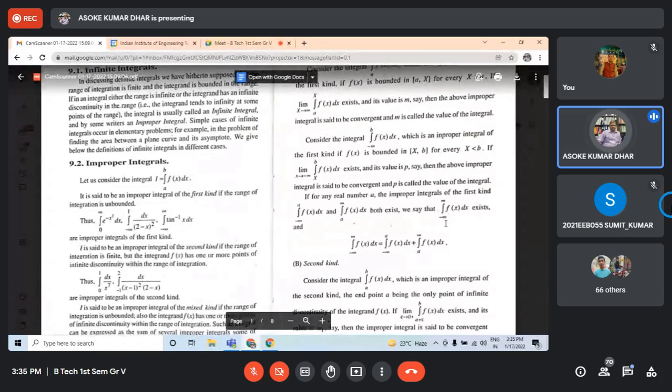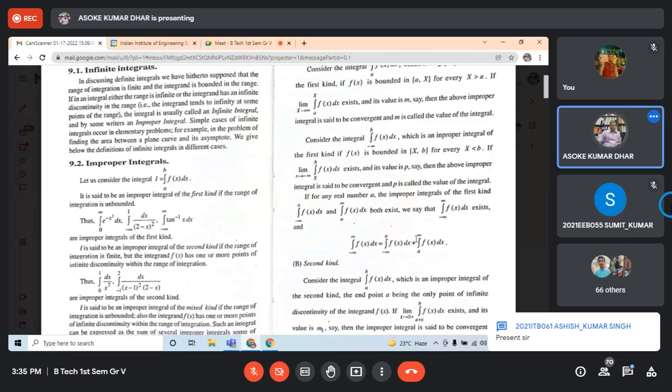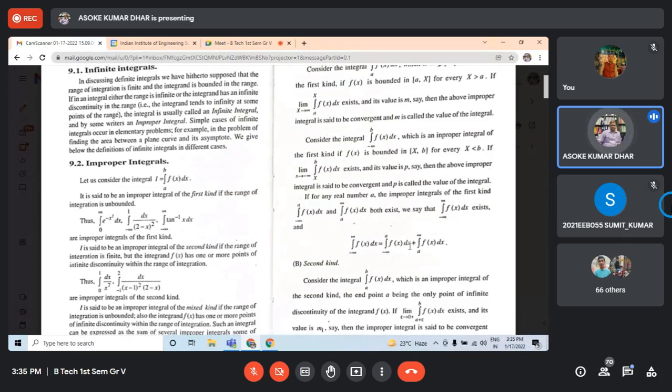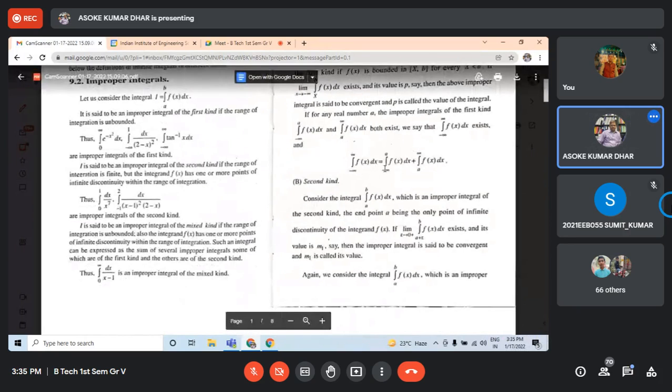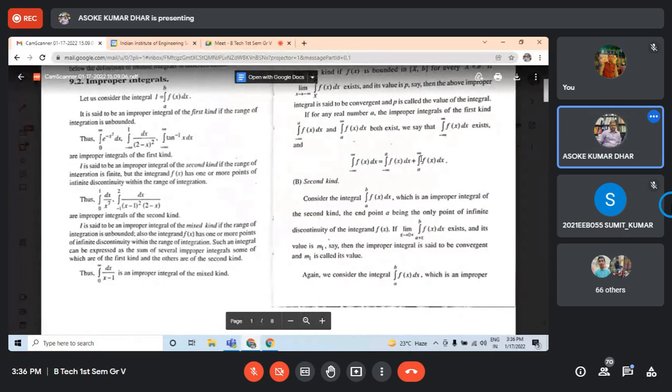For the range minus infinity to infinity, how do we proceed? Minus infinity to infinity means minus infinity to a and a to infinity, where a is any point, or normally a is 0 or 1. So you proceed in this way for the first kind. Minus infinity to infinity means minus infinity to a and a to infinity.